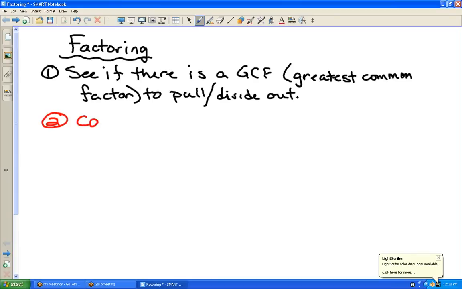Step 2 is count the terms. Now remember, terms are any groups of letters and or numbers that are separated by a plus or a minus sign. Basically what factoring does is going from a polynomial, which is many terms, down to a single term dealt with parentheses. Because once I can get everything into multiplication, it's down to one term, and then I can work with it later on.